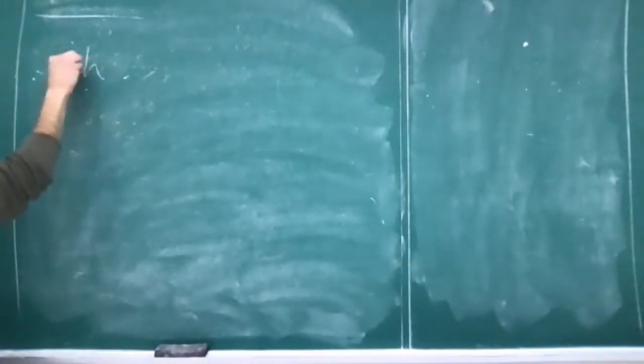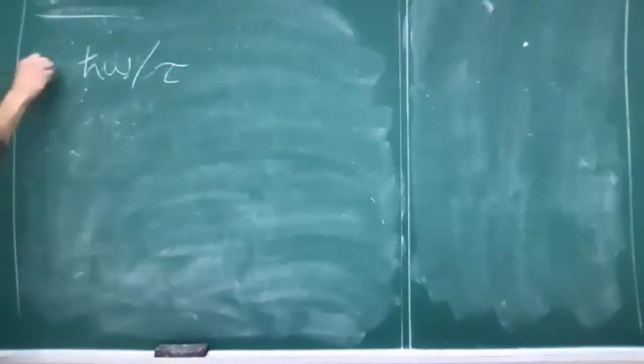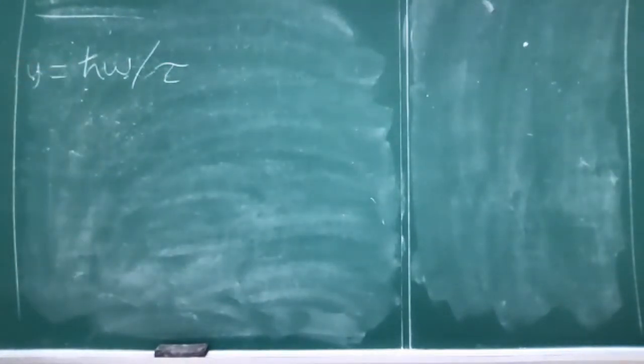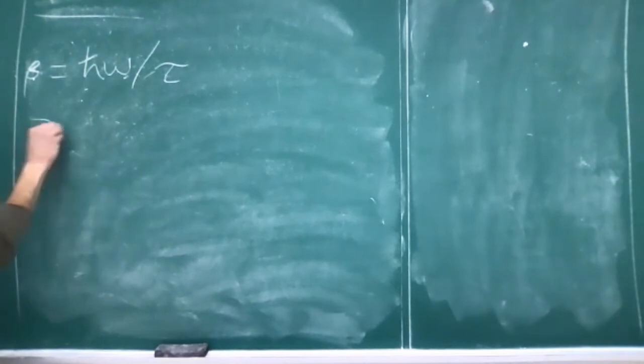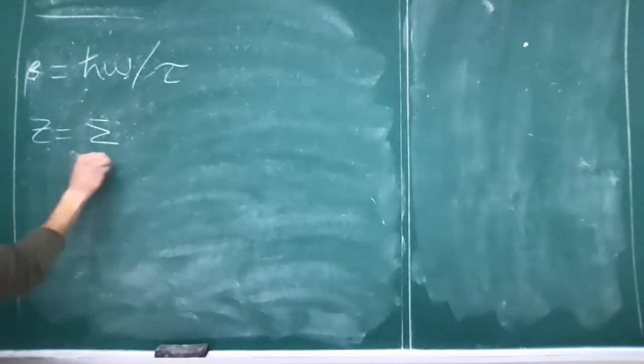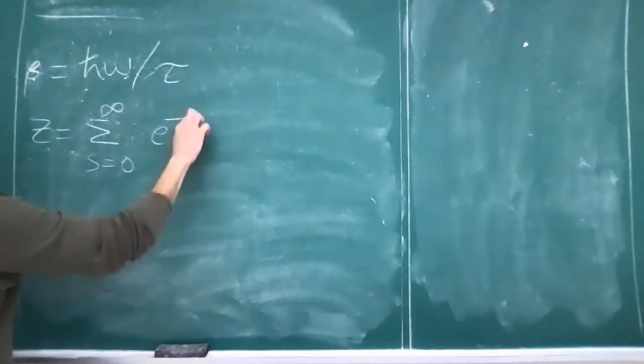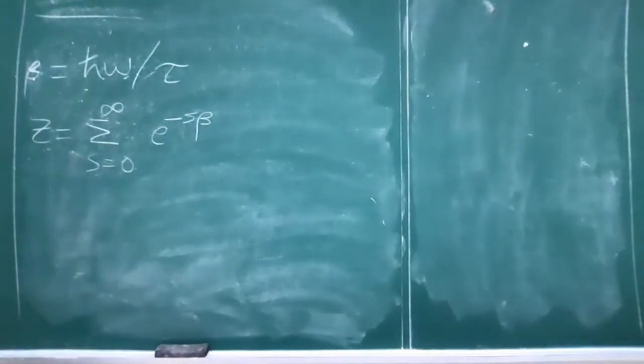To represent H bar omega over tau. But I like beta, so I'm going to use beta. Okay. So if you let beta be H bar omega over tau, then the partition function is the sum from s equals 0 to infinity of e to the negative s beta. So I'm going to put the next part over here.